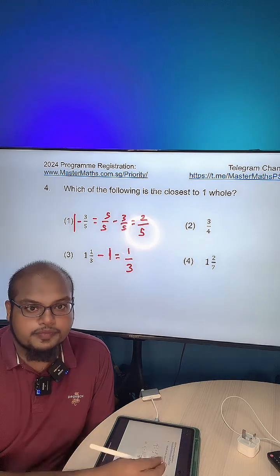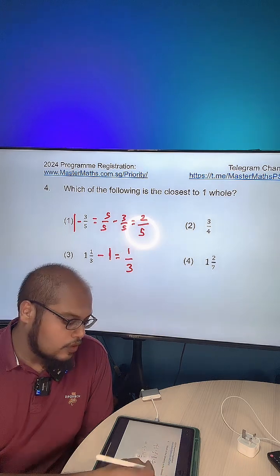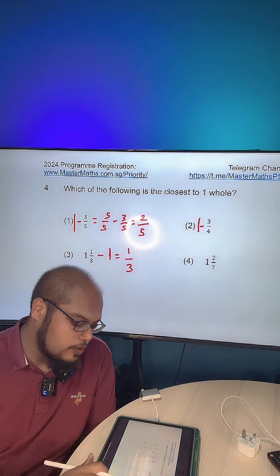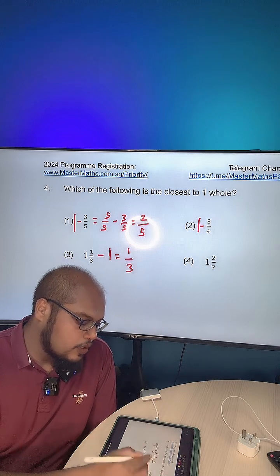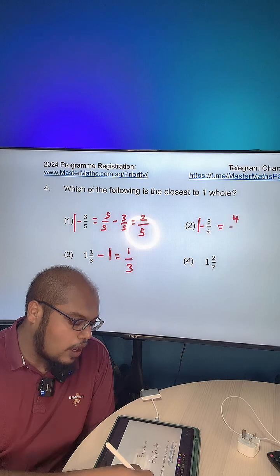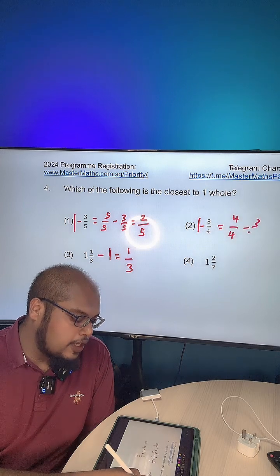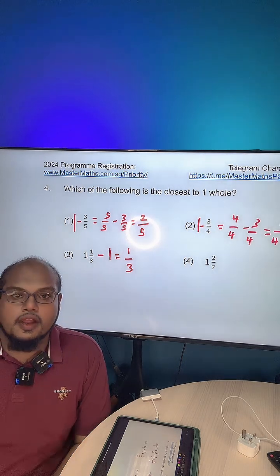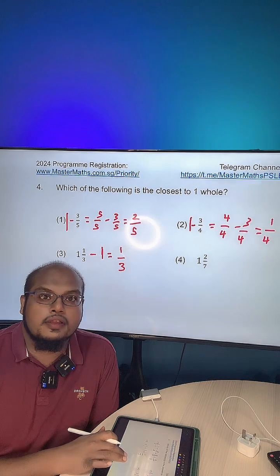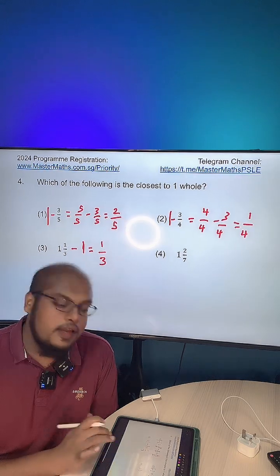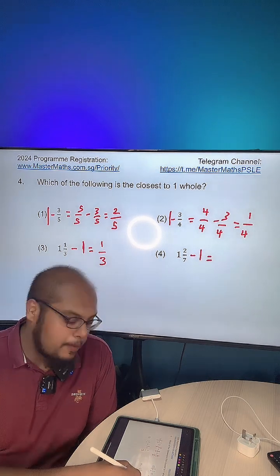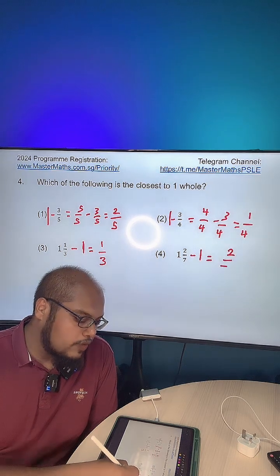Alright, then 1 whole minus 3 over 4. This is 4 out of 4 minus the 3 out of 4. I get 1 out of 4. Now the last one, also the same, minus 1 whole. I'm just taking out the 1 whole in front. I'm left with 2 over 7.